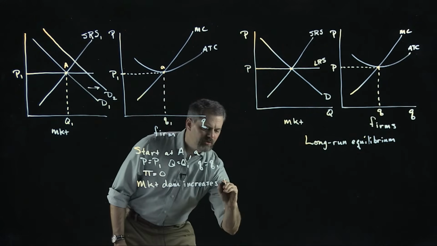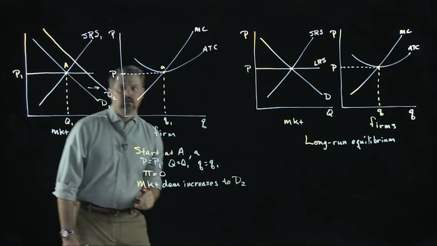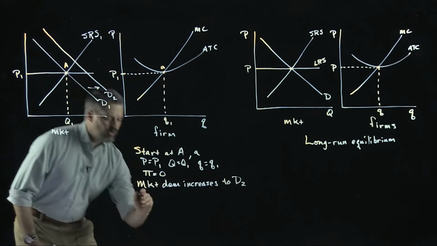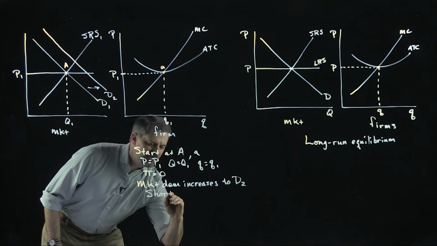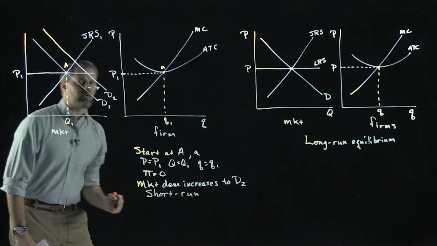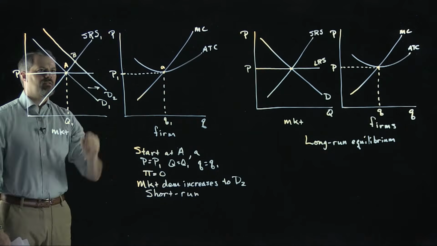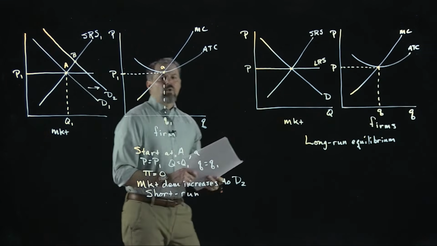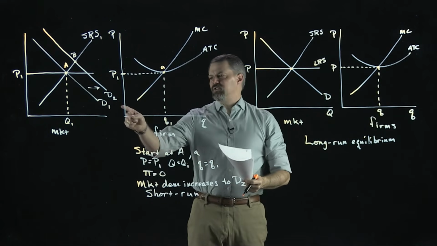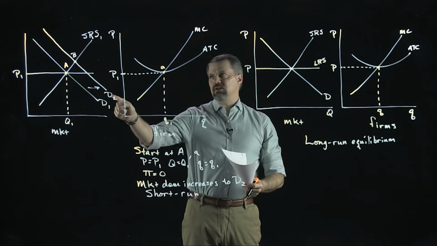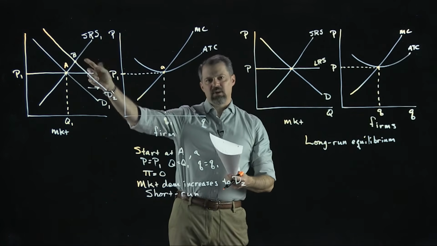Let's say to D2. We end up in the short run. So let's start here with the short run effect. In the short run, we get a new equilibrium right up here at point B. The way you find the short run equilibrium is you look at the intersection of your new demand curve and the short run supply curve.